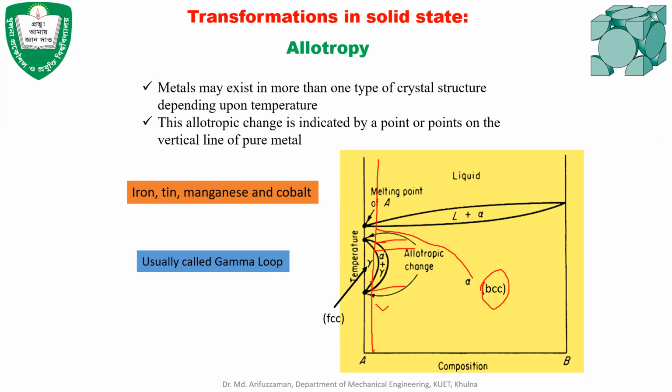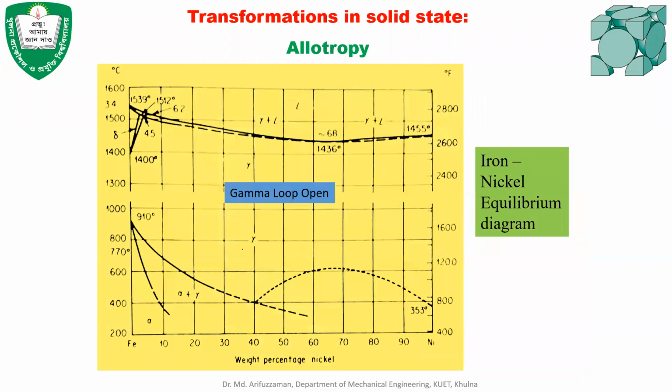And this is called the allotropic change. That means the crystal structure changes to a different one, and then it comes back again to the initial structure. And this is the closed loop. Sometimes it can also be the open loop like this. It is an equilibrium diagram of iron and nickel. In this case, this gamma loop is open.